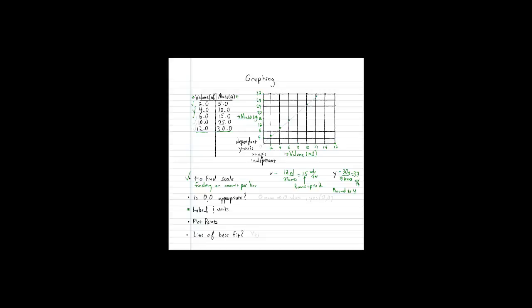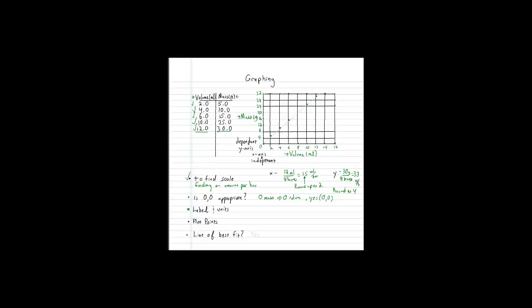I do want to ask this question: is 0, 0 appropriate all the time? You need to think about this and consider the nature of the data that you're doing. Now, in this case, if 0 mass has 0 volume. So yes, in this case, we do plot point 0, 0. Not all the time, and I'll write 0 down there as well.